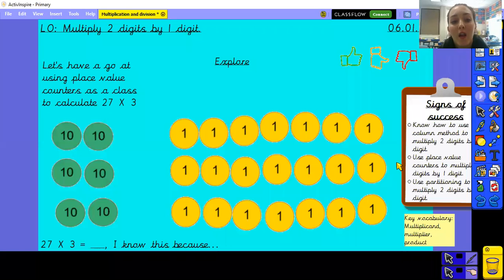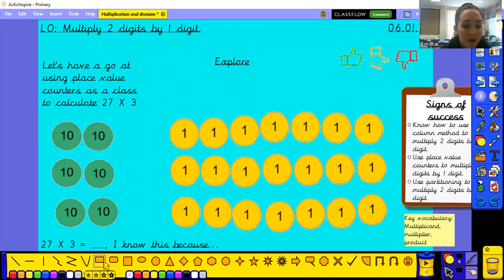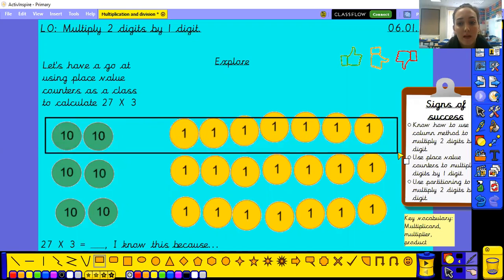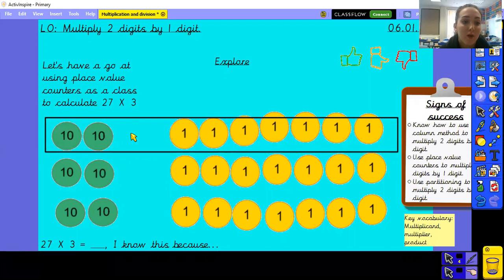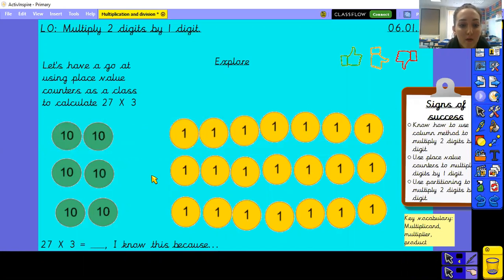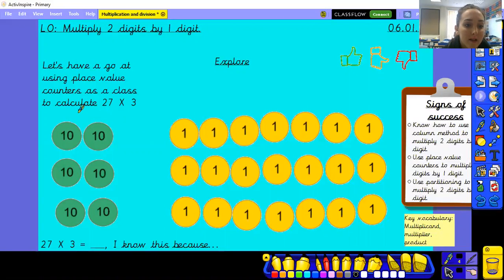Okay, so hopefully your place value counters in your maths book should look something like this. So if we section our place value counters into one group, this here represents 27 because we've got our 2 10s and our 7 1s. Therefore, if we did this 3 times, it would represent 27 times 3. So let's see what the answer would be. If we count our 10s together, 1, 2, 3, 4, 5, 6, which means 6 10s is 60.